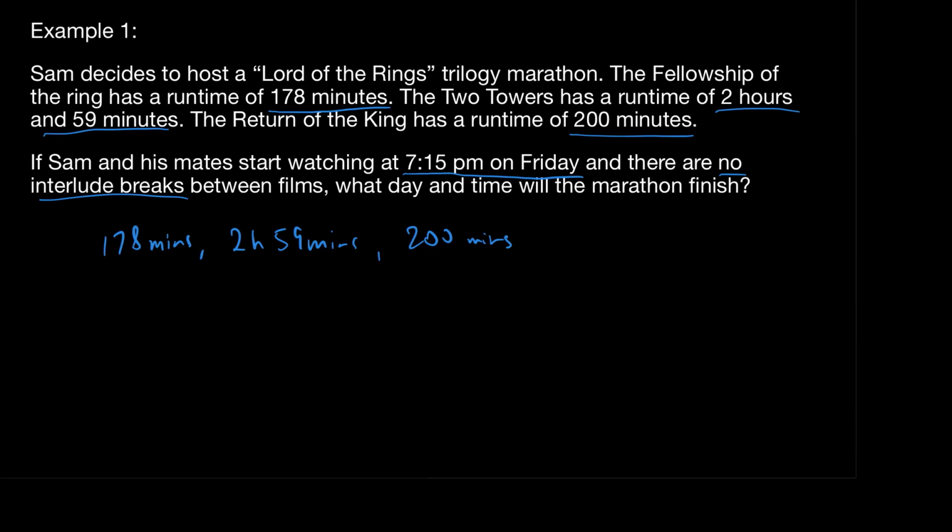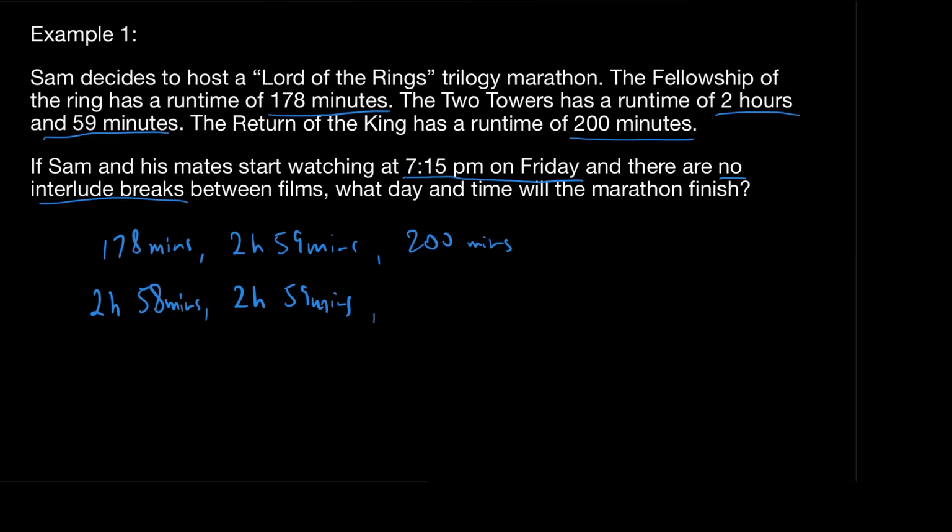So 178 minutes, not quite 3 hours. Remember the 60 minutes in an hour. If I divide that by 60, that'll give me 2 hours and 58 minutes. This one's already in, 2 hours and 59 minutes. And 200 divided by 60, that'll give me 3 hours, 20 minutes. So if I add all those together, that's going to equal 9 hours and 17 minutes.